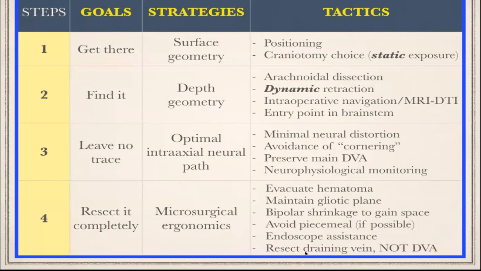Many cavernomas, actually all of them, have a tiny vein draining whatever blood flow is in them into the DVA. I think if you don't take that small draining vein, they will recur. And I know this from anecdotal experience. I'm not saying take the DVA. I'm saying take the small draining vein that goes into the DVA.